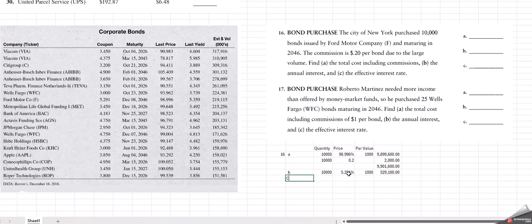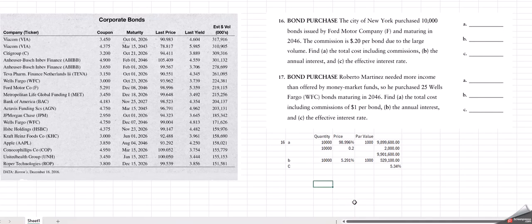And then our effective rate is going to be the interest that we earned divided by the total cost that we have. And again, this would also be a percentage, and we can go out however many decimals we need to. So 5.34%.